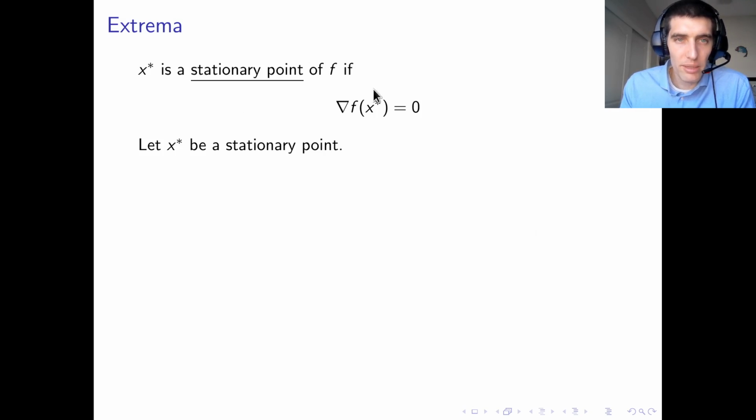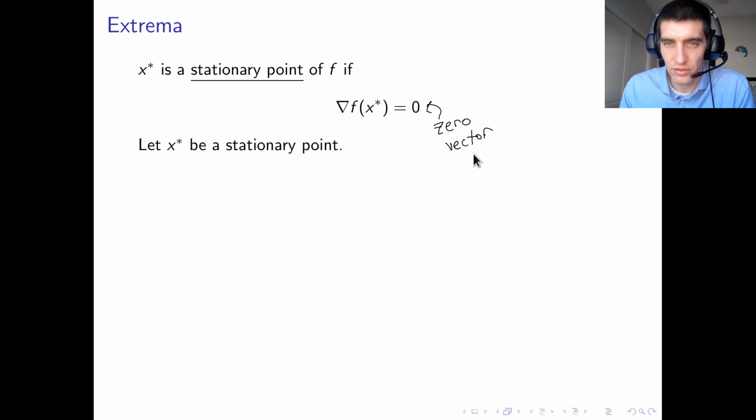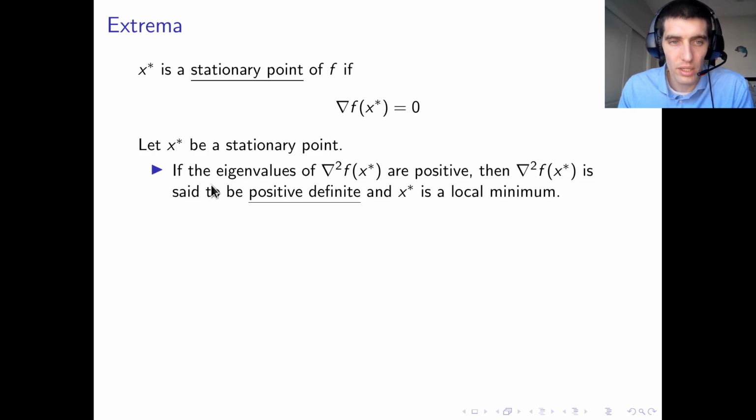All right, so more things about matrix facts. We say that a point x star is a stationary point of the function f. It's also called a critical point if the gradient of f evaluated at x star is 0. So that vector of partial derivatives is 0. And I should say, when I write 0 here, I mean the 0 vector. So it is a vector of zeros. So let x star be a stationary point. That is, it's a point where the vector of partial derivatives is 0.